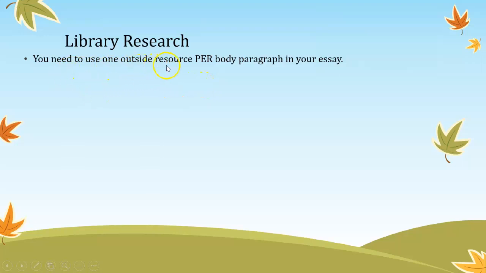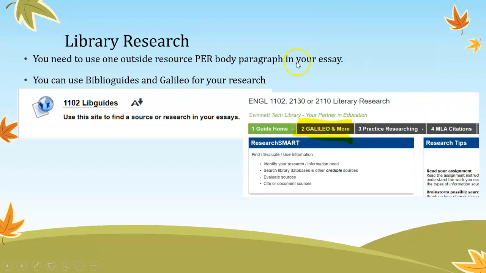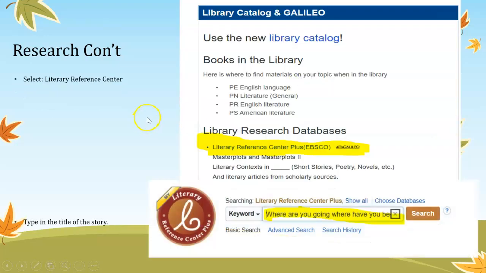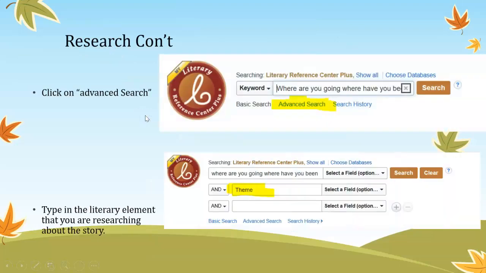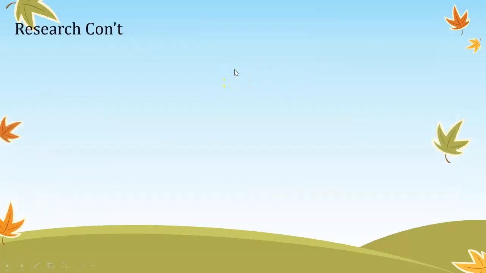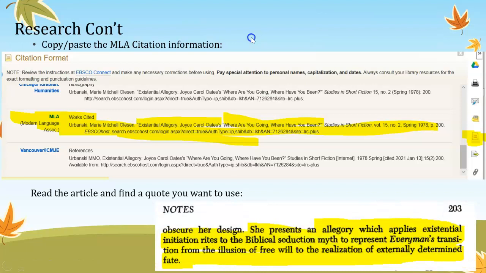Listen, you need to use one outside resource per body paragraph in your essay. Okay. As before, you can use Galileo Biblio guides if you want. You go on the literary research database, type in your poem, okay, and see if you get anything. Which is fine. You might get a piece of research that deals with the theme of your poem. Lucky you. Okay. And then you just pull out the citation, put it on your outline, so make sure you have it. Okay. And you are good to go once you find that quote that you want to use.